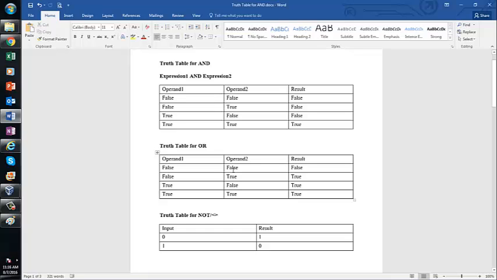Truth table. False, false, false. Can you see here? If both of the conditions are false, then the result is false. Otherwise, if any of the conditions is true or both are true, then the result will be true. Is it clear? It's the opposite of this one.